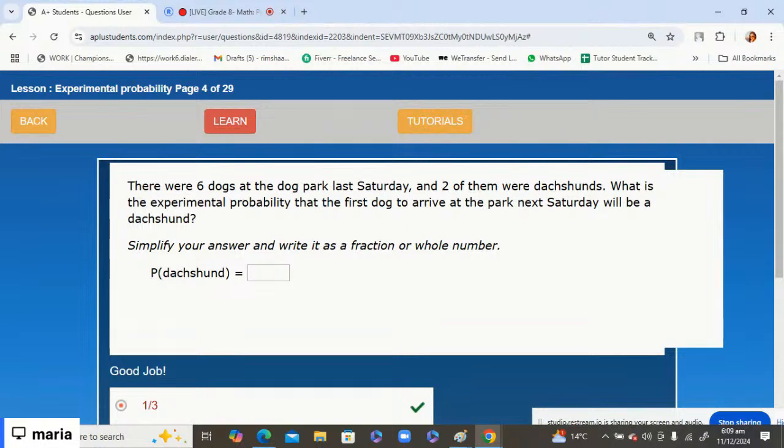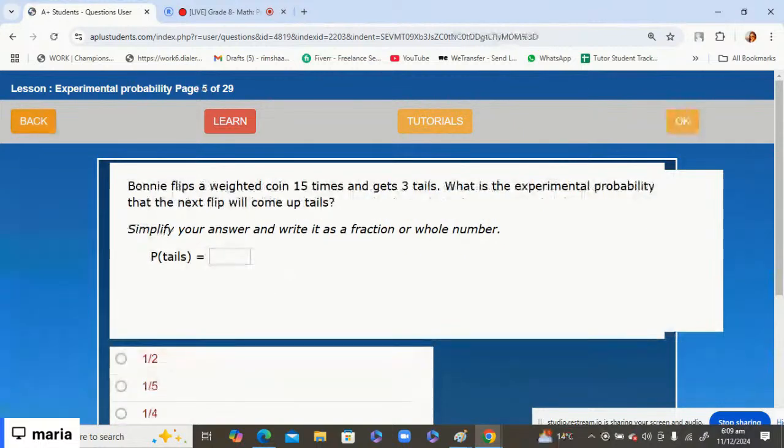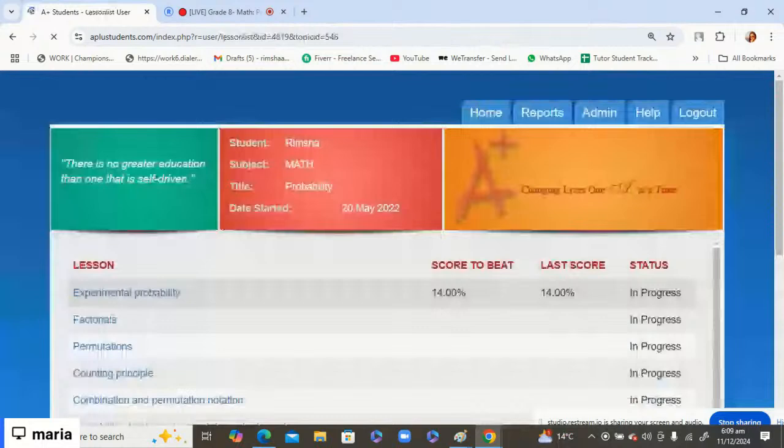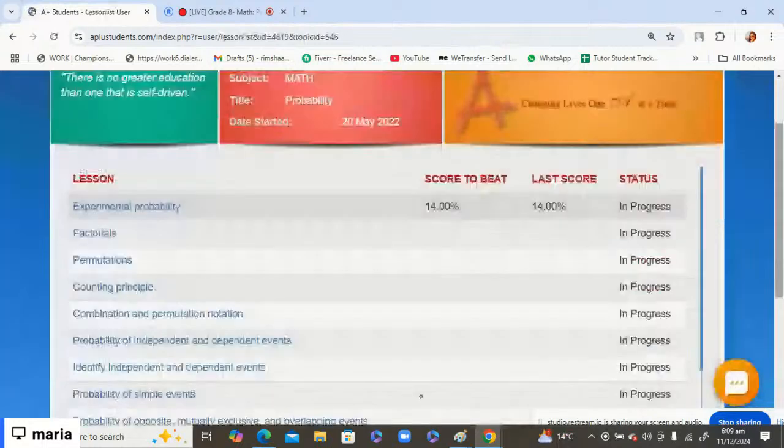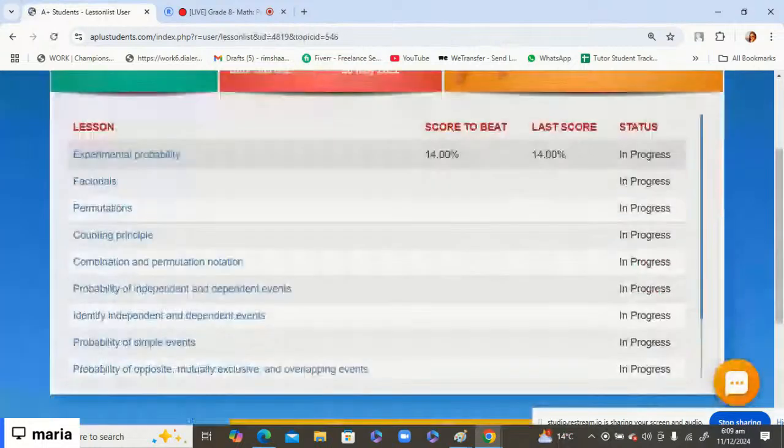Alright, I hope you understand this lesson. It's just probability. You find out the total number and put it in the denominator, and the number you are interested in goes in the numerator, and then just solve it.